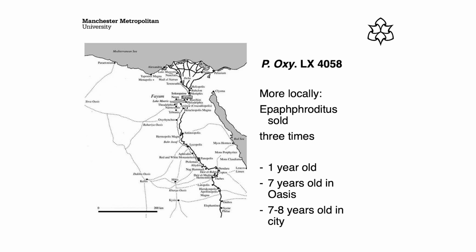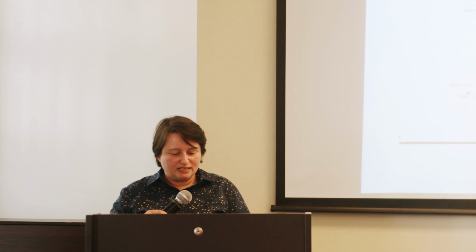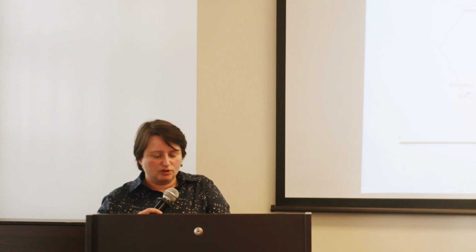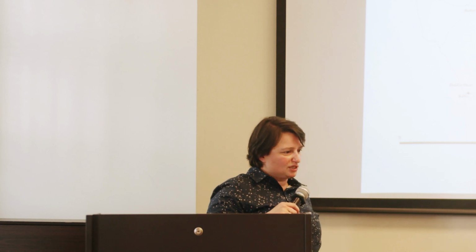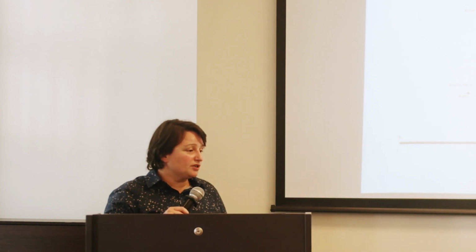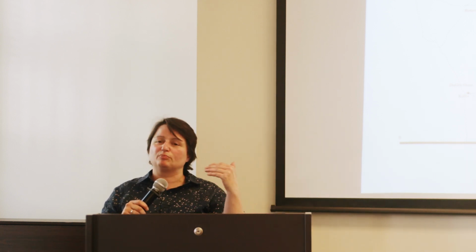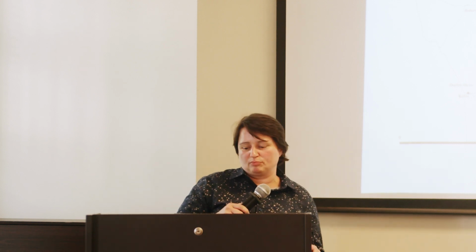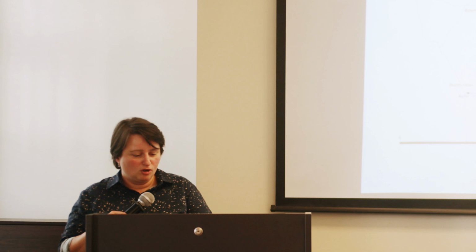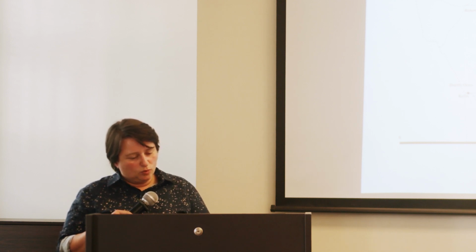So it's not just between houses in the same neighbourhoods or communities or between family members because the child's mother has died. We see this kind of move around Egypt. So Epaphroditus was sold 3 times, as a 1-year-old, as a 7-year-old, when he's listed in the Oasis, and then when he's 8 years old in the city of Oxyrhynchus. And the documents detailing these transactions list the previous enslavers, they list the previous places in which these children were located. So we see that quite frequently.